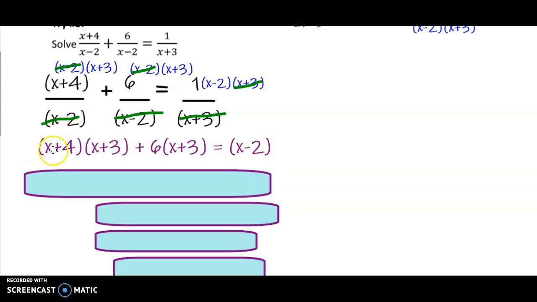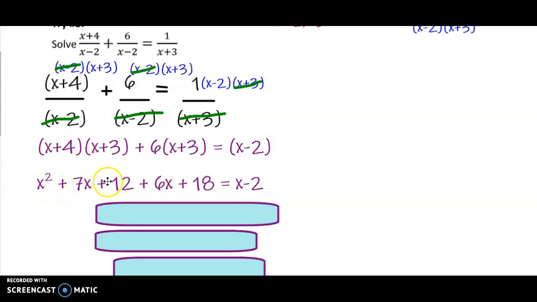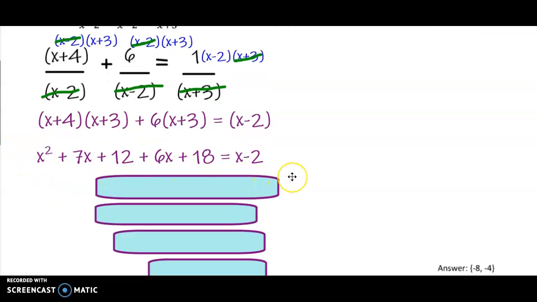When I multiply this out, remember, because it's two binomials, you would either use the box method or you would FOIL it. That would give you x squared plus 7x plus 12. If you distribute your 6, you get 6x plus 18, and then equals this x minus 2. Because I have this x squared, I want to make my equation equal to 0 because I know I'm going to have to either factor or use the quadratic formula because I have a quadratic equation.